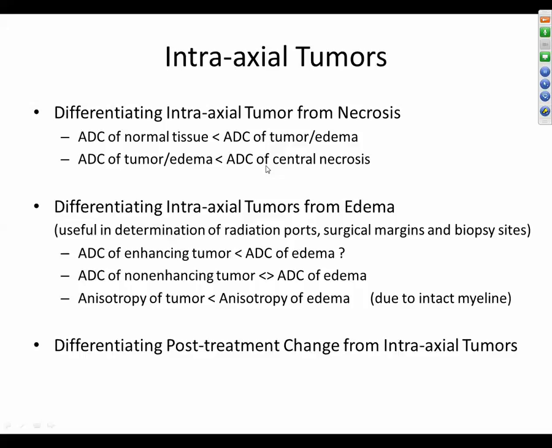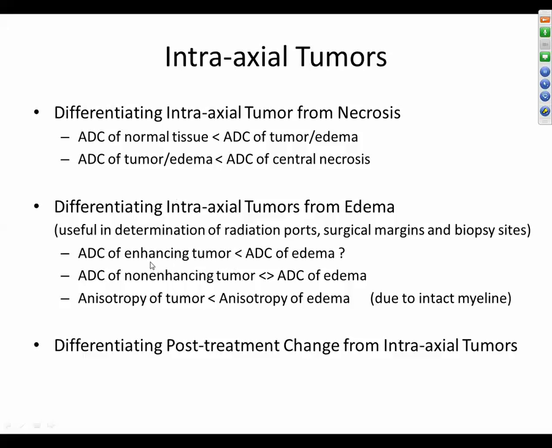Then in brain tumor or intra-axial tumor, we can differentiate tumor from normal tissue, and we can also differentiate tumor from necrosis. Their ADC values are different. In some studies, people investigate whether tumor can be differentiated from edema. This is of clinical importance, because if we know it's edema, then we can determine the radiation port, surgery margin or biopsy sites.